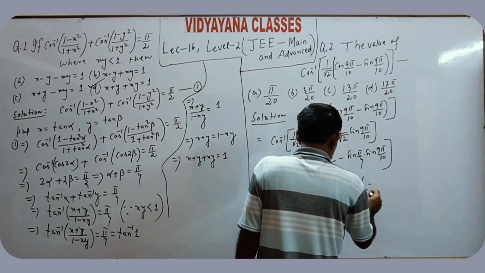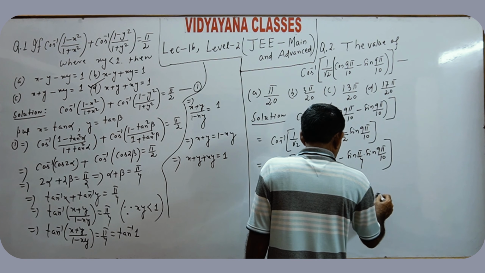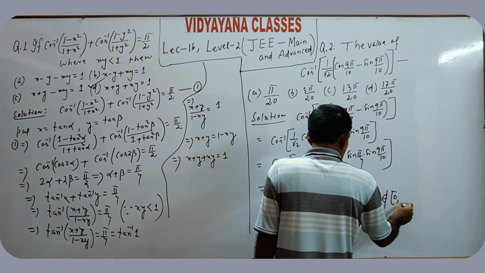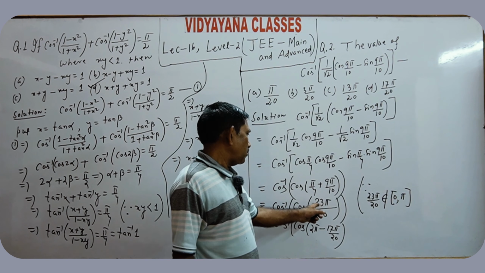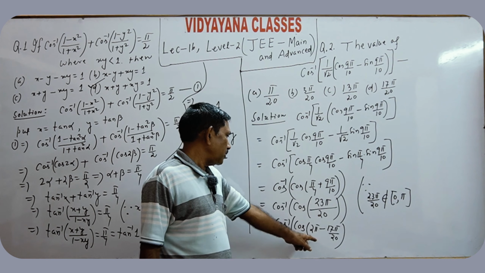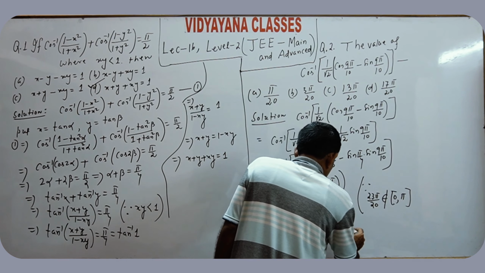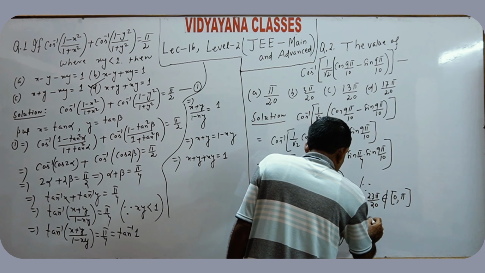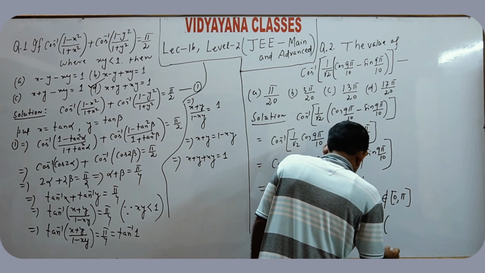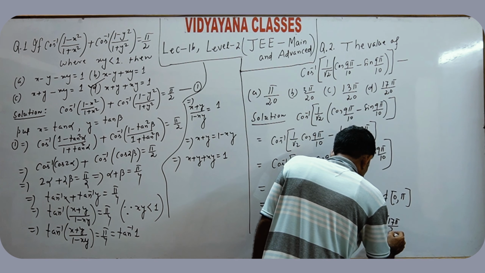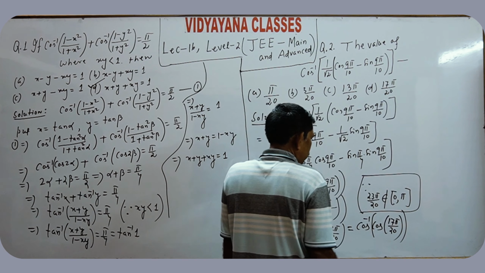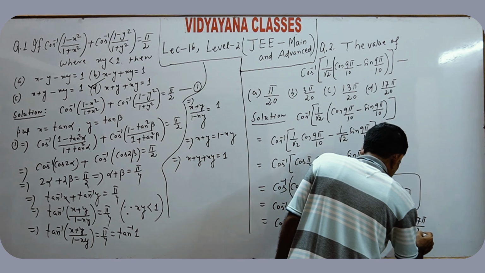Since 23 pi divided by 20 does not belong to closed bracket 0 to pi, so we can write this in the same way as this, which is same as cos inverse cos, since every even pi is equivalent to 0, and cos of minus theta is equal to cos theta, that is cos 17 pi divided by 20, which is same as 17 pi divided by 20.